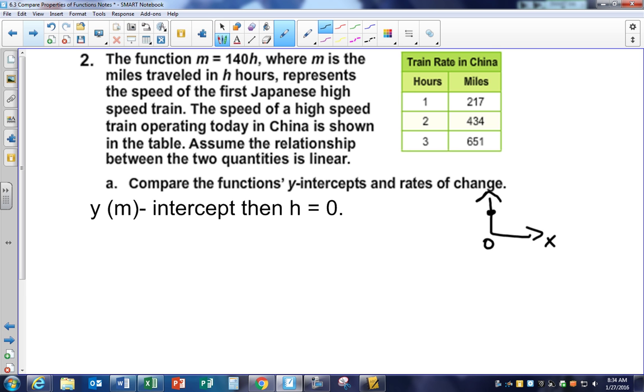Okay, so now we're going to compare their y-intercepts. Since we're talking about two trains, we know that if the train has not moved from the station, there are no hours and no miles traveled. So in both cases, hours would be 0 and miles would be 0. So our y-intercept for both equations would be 0 in this real-world problem. Now that we've compared their y-intercepts, we're going to look at their rates of change. Since the y-intercepts are both the same, we can't just compare that.